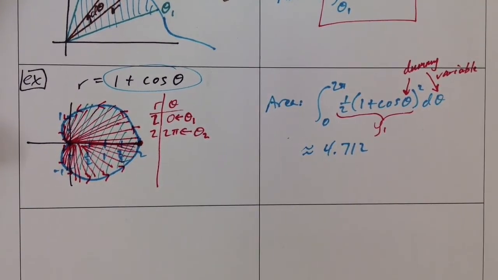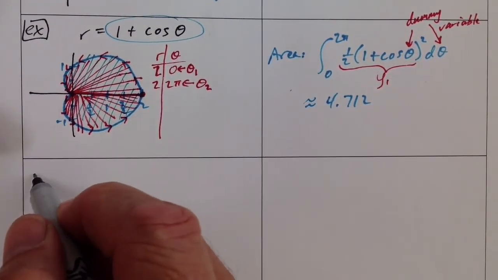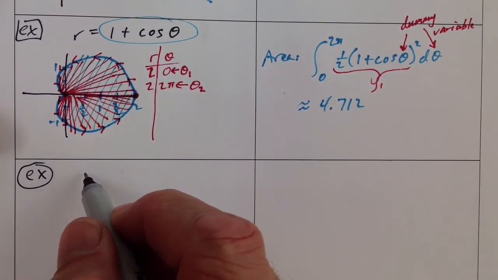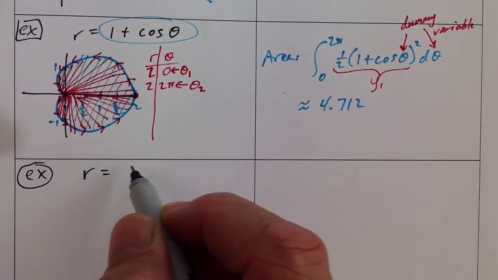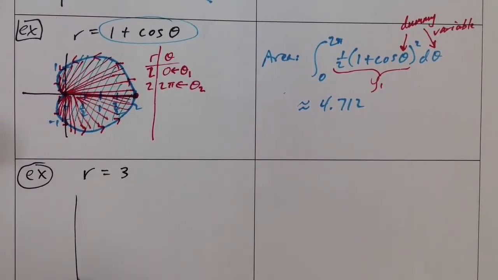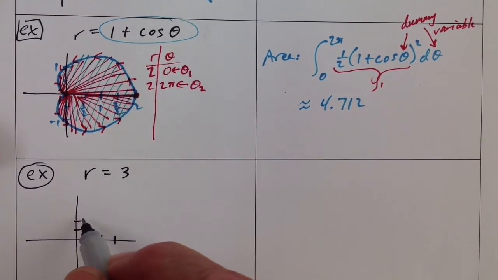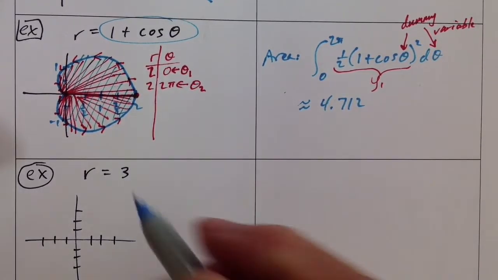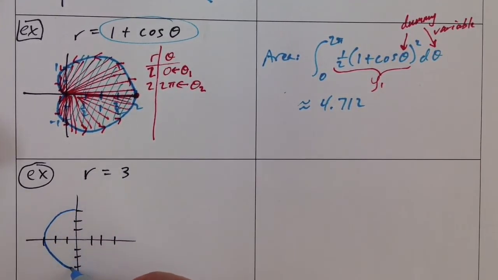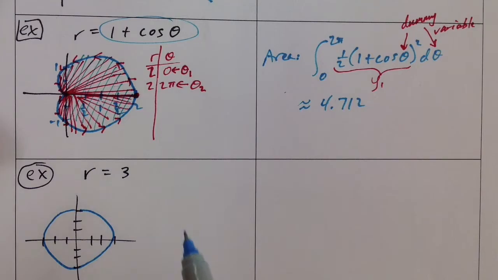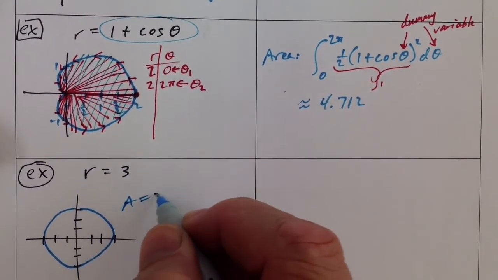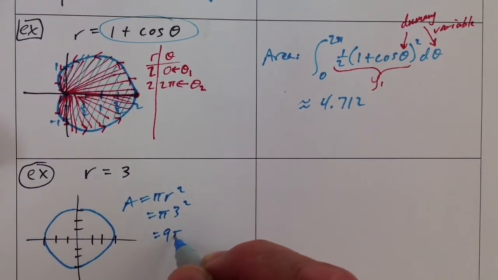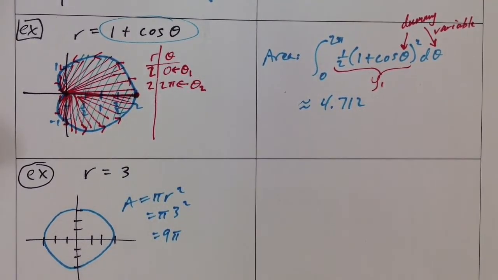Okay, let's see, maybe we can do another one. Let's try another one. I think it's kind of fun to do this. So let's go with r is equal to 3. You should know by now that r equals 3 is a circle, center at the origin. And this is kind of fun because we already know what the area is. The area is pi times r squared. So it's pi times 3 squared, so 9 pi. But watch, this is kind of cool.